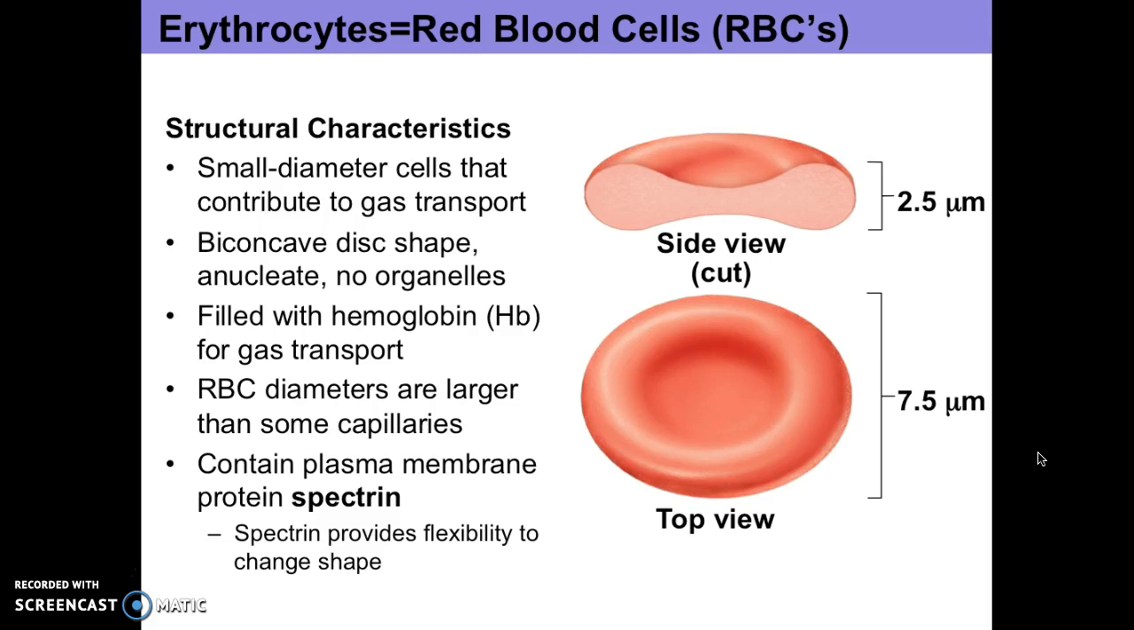Starting with erythrocytes, or red blood cells. They are small diameter cells that contribute to gas transport. They are biconcave shaped, anucleate, and have no organelles. They are filled with hemoglobin for gas transport. Their diameters are larger than some capillaries. So how do they flow through our capillaries? Well, their plasma membranes contain the protein spectrin, which provides flexibility and allows the red blood cells to change shape.